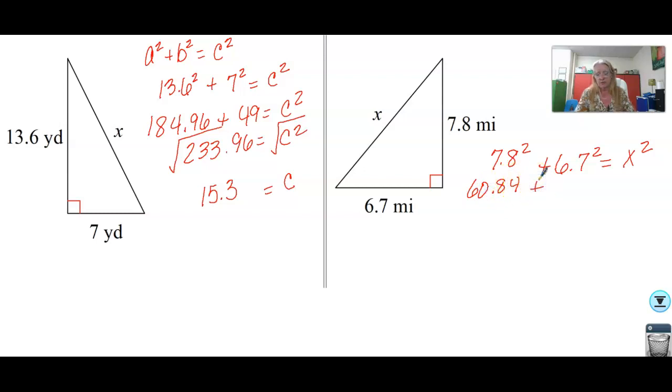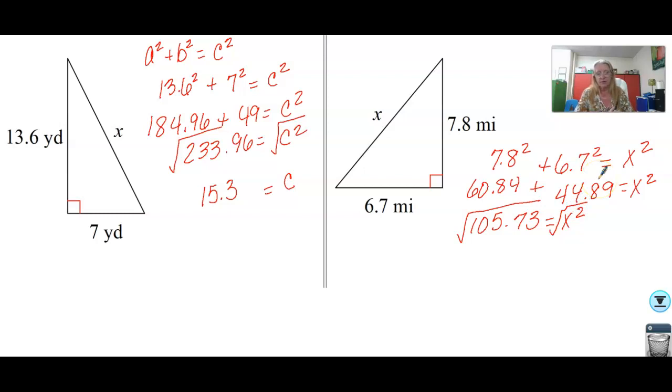Added to 6.7 squared is 44.89. You should be writing this down on your worksheet also. These would be good notes for you and good examples. All right, so we add 60.84 to 44.89, and we get 105.73 equals x squared. Last step then is to take the square root of both sides, right?